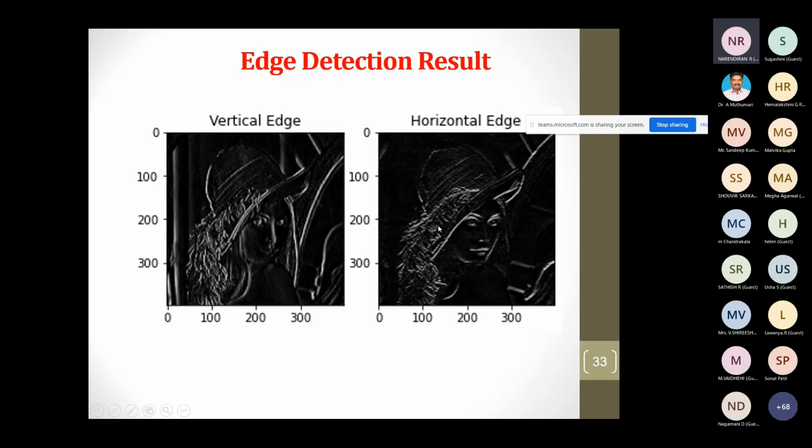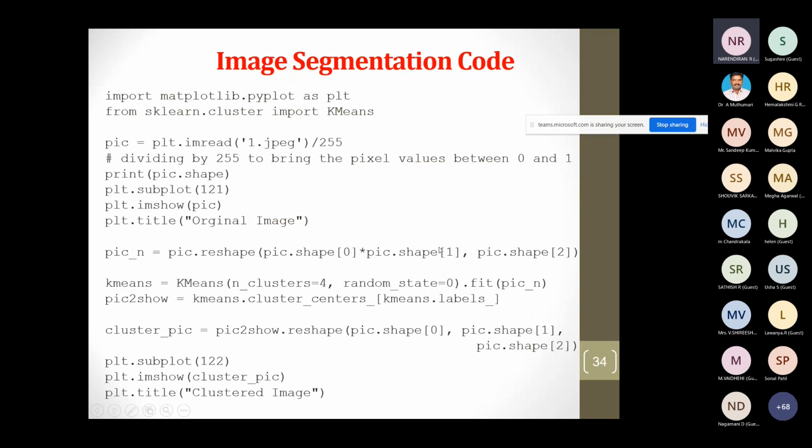Right. The third one in the image segmentation concept is the K-means algorithm, which is a very well known algorithm for clustering. The same clustering algorithm I am going to use for image segmentation. You can see here, after loading the image, the rest is known to you, so I am not discussing it. Here I am going to use sklearn. Sklearn is a package used for machine learning.